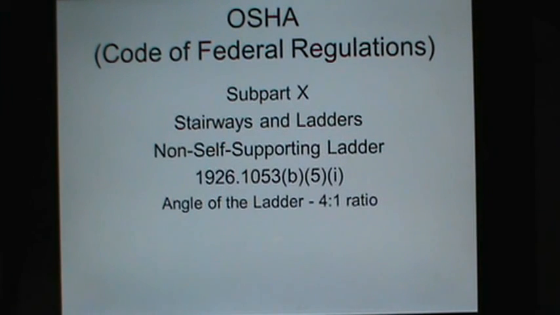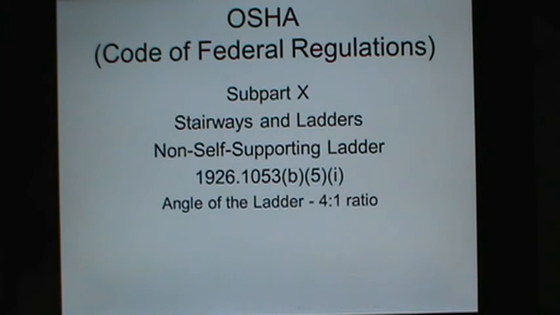On subpart X, stairways and ladders, we're talking about a non-self-supporting ladder on 1926.1053(b)(5)(i). When a portable ladder is used for access to an upper landing surface, the side rails have to extend at least 3 feet above the upper landing surface. Drop down a few paragraphs, and it talks about the angle. 1053(b)(5)(i) says that you have to have a 4-to-1 ratio. It has to be a 4-to-1 ratio.